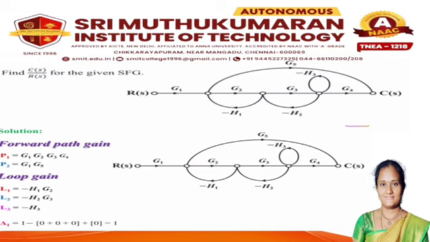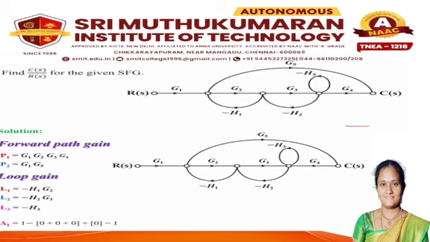Next, we have to solve the individual loop gains. We know that a loop is a closed path that starts and ends at the same node, and no node is repeated except the starting node. So here we have three individual loop gains. The first is 2 to 3, 3 to 2, which we denote as L1. So L1 is equal to minus G2 H1.